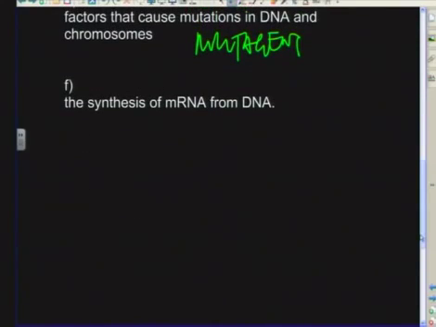The synthesis of mRNA from DNA, formation of mRNA from DNA, this is known as transcription.